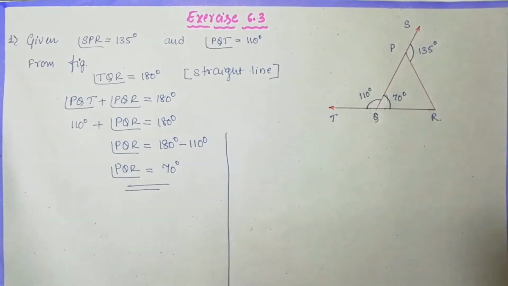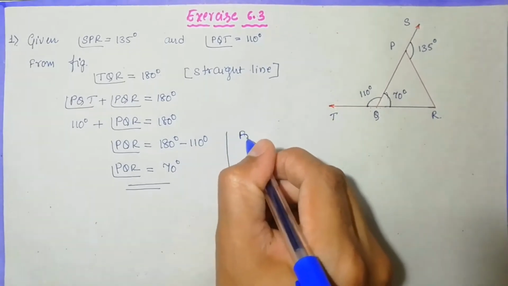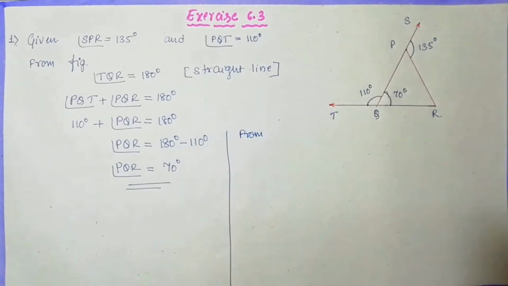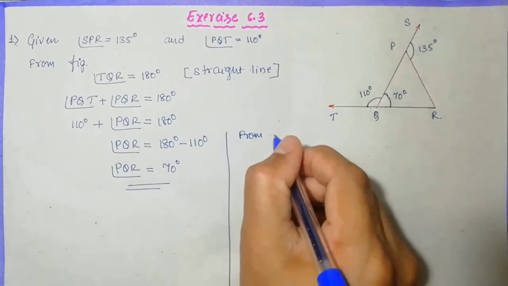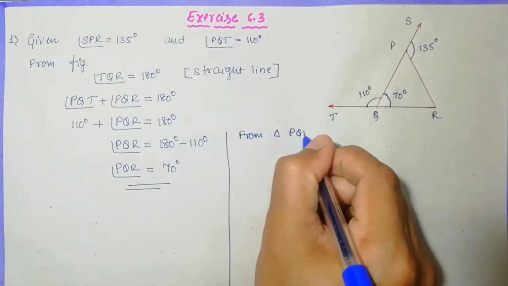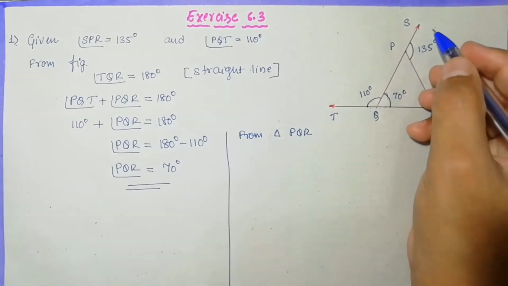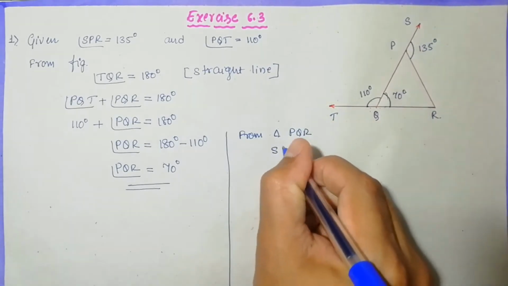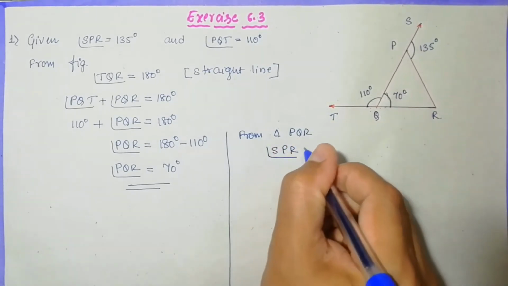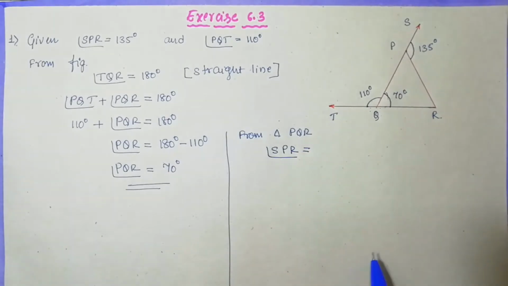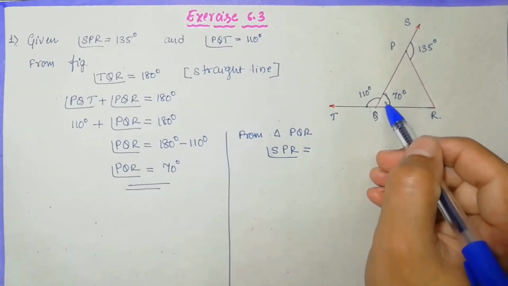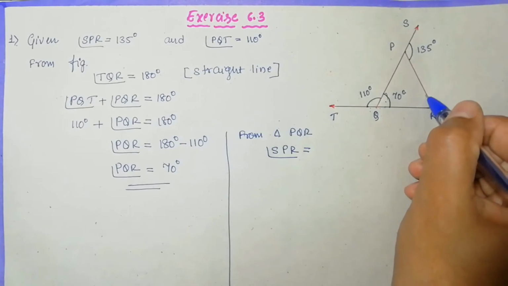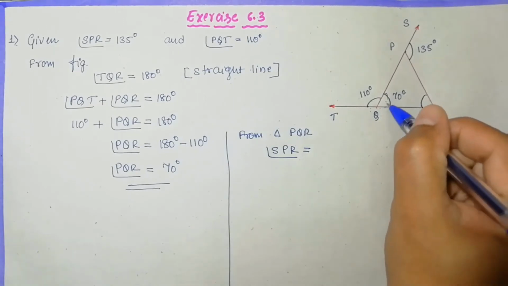So look at here. From triangle PQR, okay, so this is the exterior angle. Exterior angle is equal to what? This is SPR. Okay, so this is the exterior angle, and it should be equal to what? Sum of interior opposite angles. Interior opposite angles means this one and then this one. Okay, so the sum of these two is equal to this one.